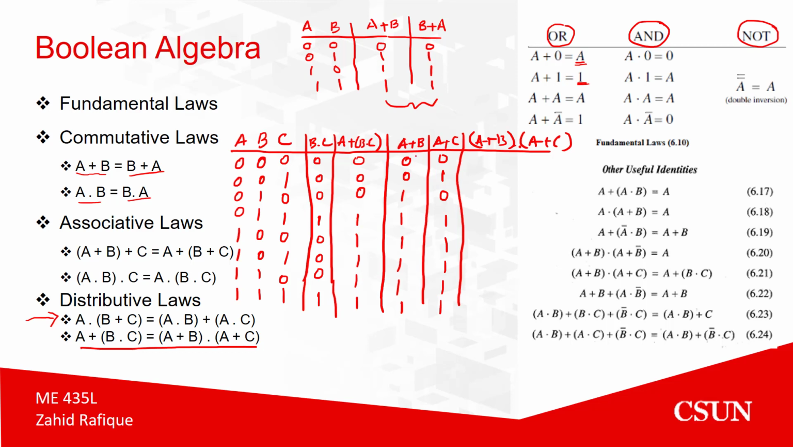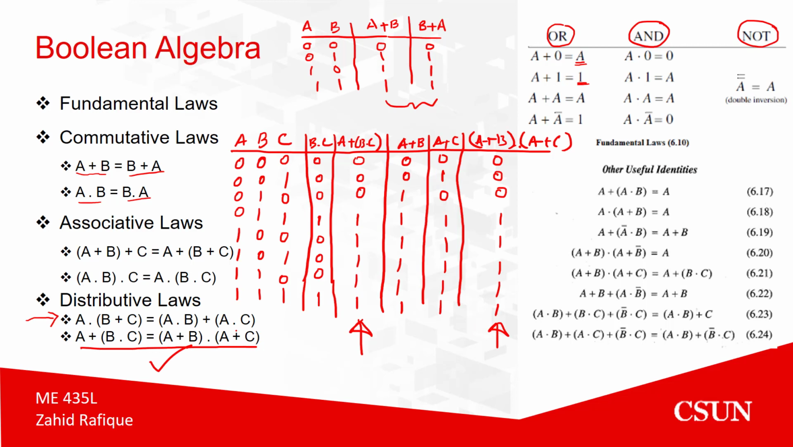Now I AND these two columns together, A OR B and A OR C. So first row is 0, second row is 0 because A OR B is 0, third row is 0 because A OR C is 0, and the rest of the rows I have 1s. And if you compare this column over here with this column, you see that they are exactly the same. So that means this equality holds true.